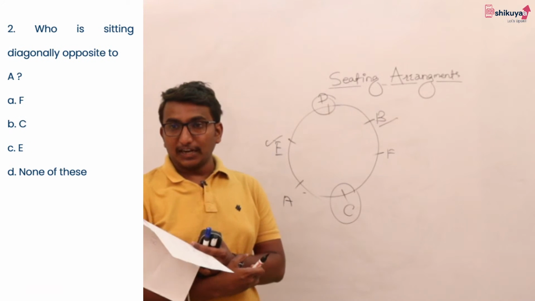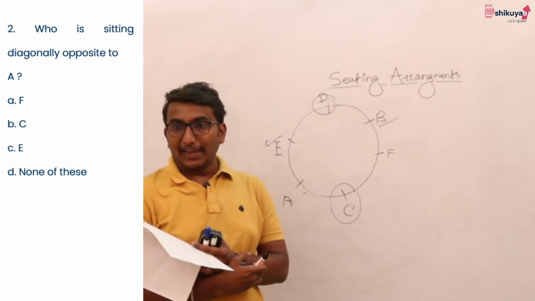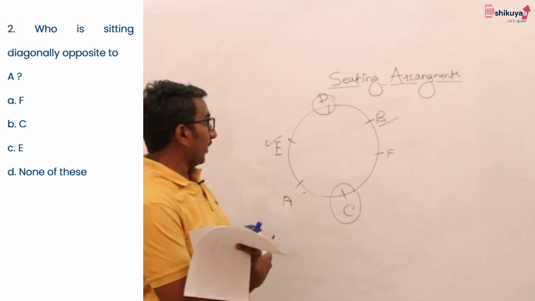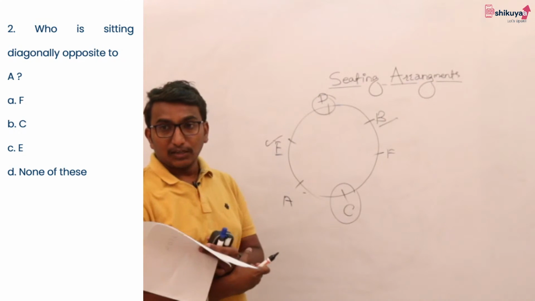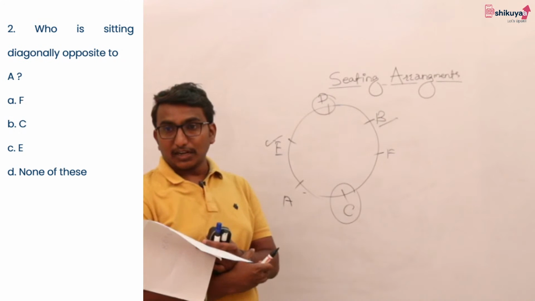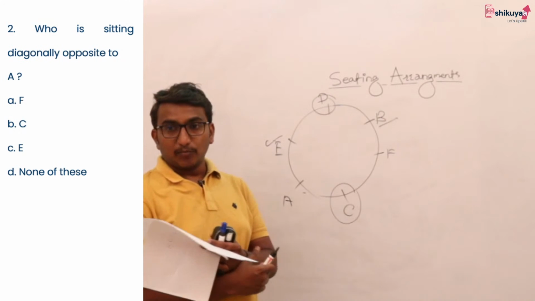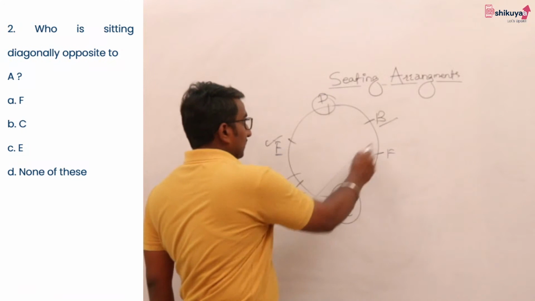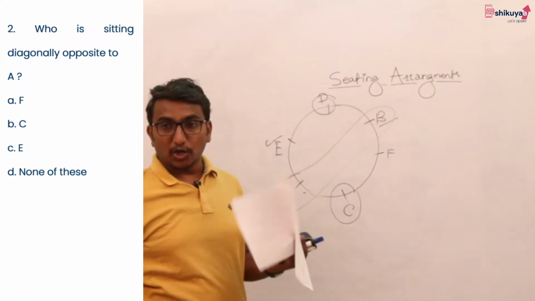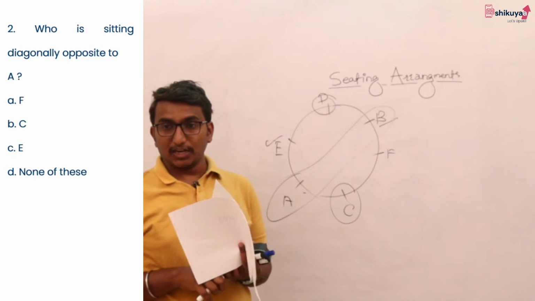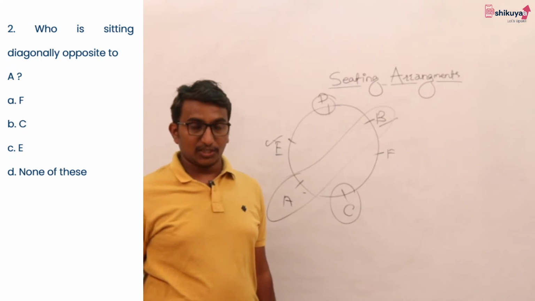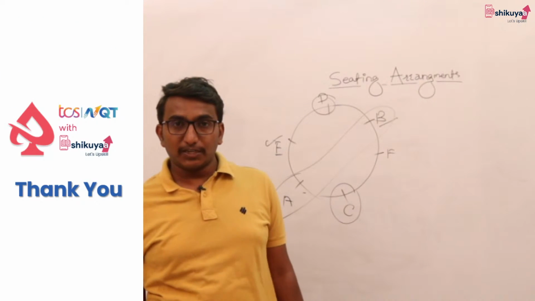Who is sitting diagonally opposite to A? Diagonally opposite to A, who is sitting? Your answer is none of these, because diagonally opposite is B, which is not given in the option. So the answer is D, none of these. I hope you all have understood both of these questions.